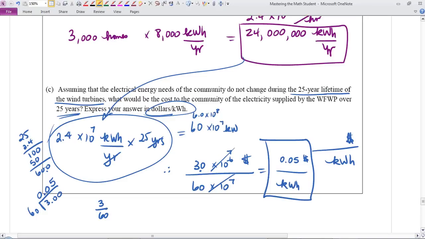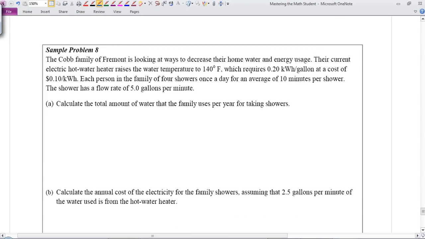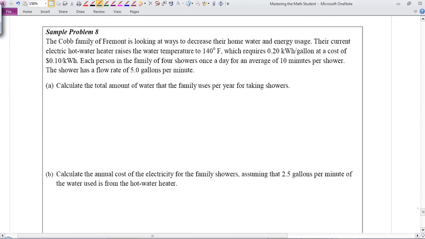All right, so moving on, let's look at the next sample problem. Would it help if I said the final sample problem? Would that make you feel better? And frankly, I think this one's easier than the other one because we don't have as much to wade through here in the beginning.